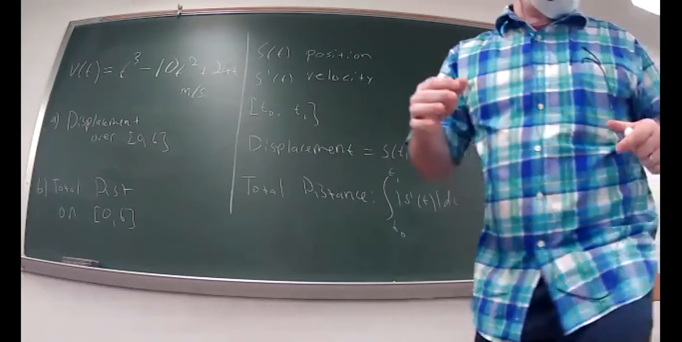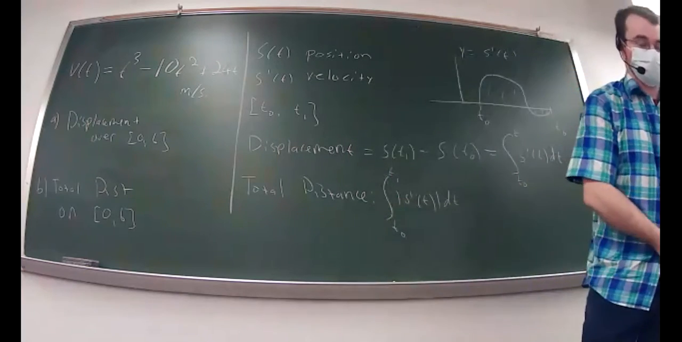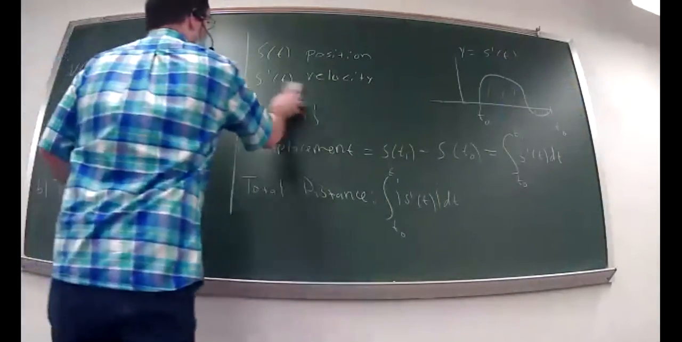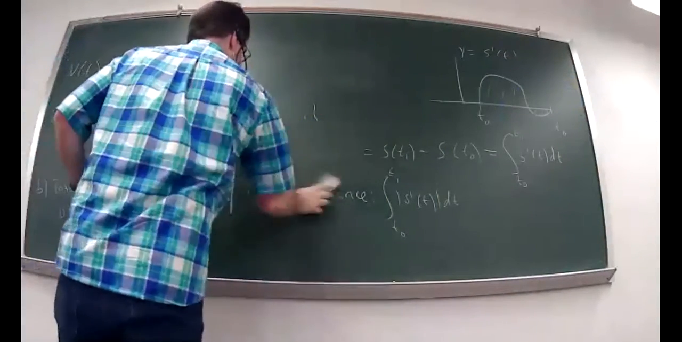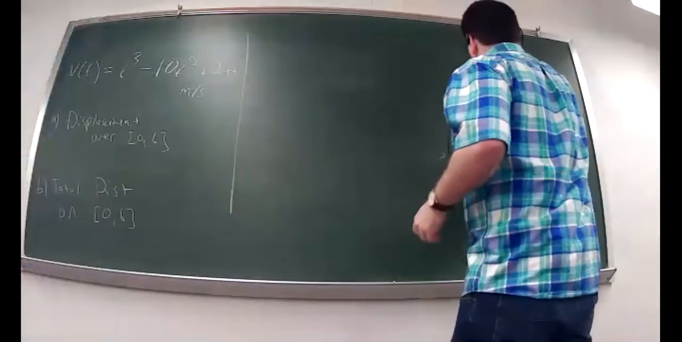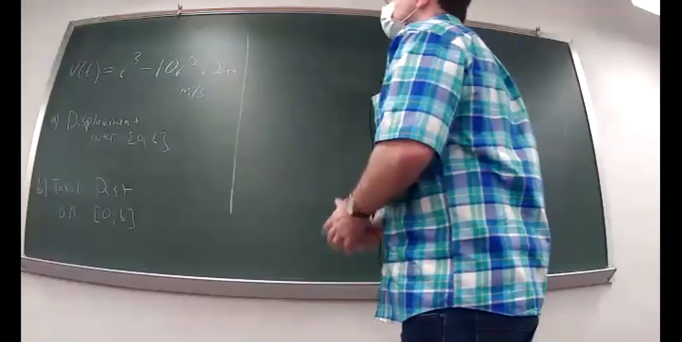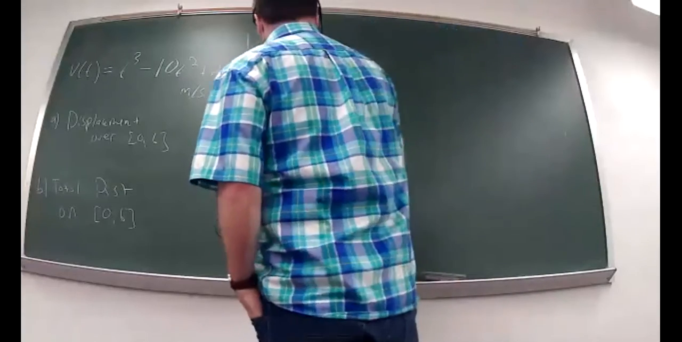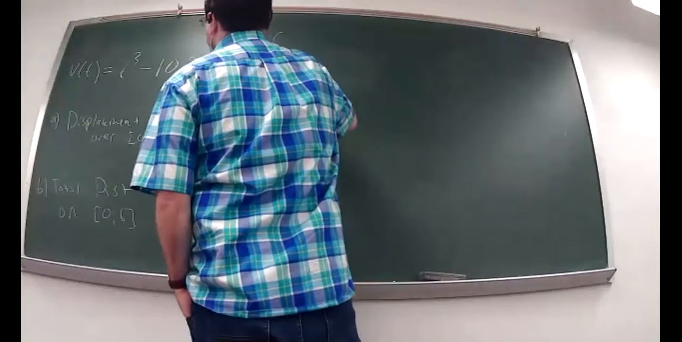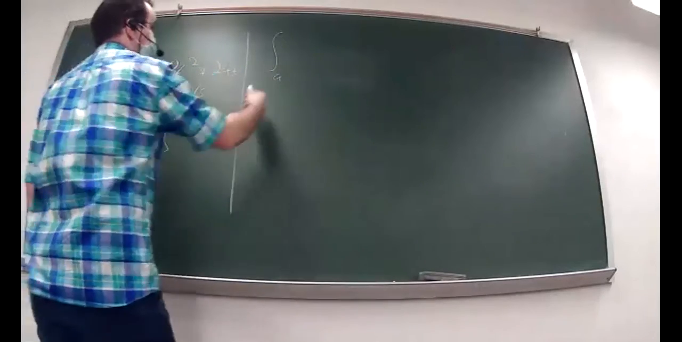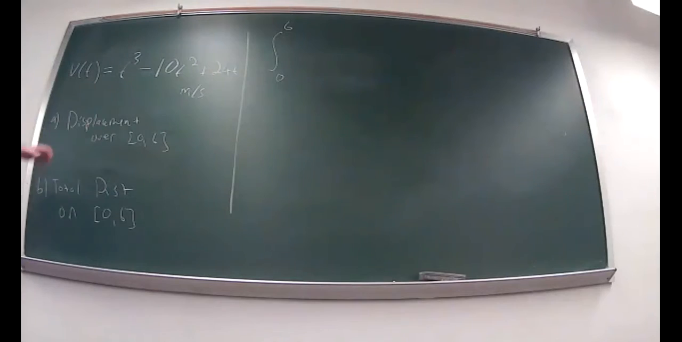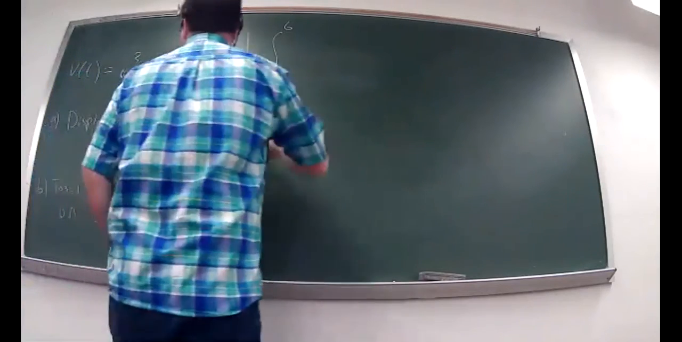Okay, so let's do a little bit of discussion. If you want to find the displacement, I guess I just erased the formula, but that's going to be the integral from a to b. So here a equals 0 and b equals 6. So you're taking the integral from 0 to 6 of the velocity function.